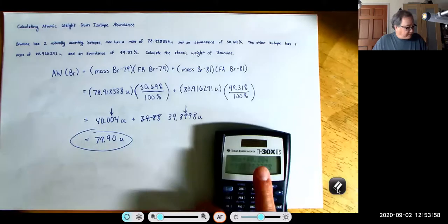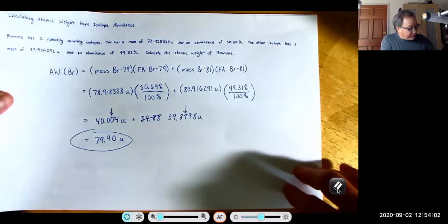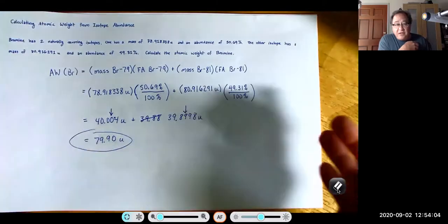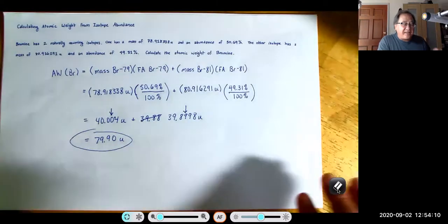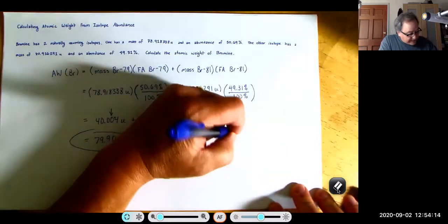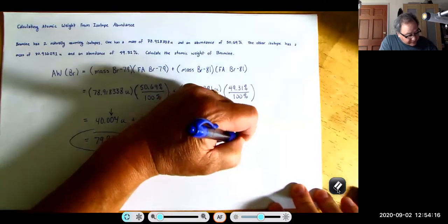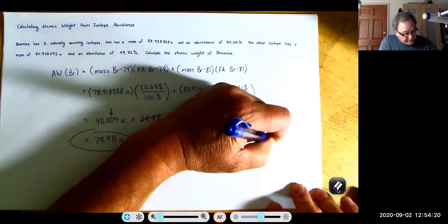So you should try this also. What I mean by that is you should read the sample problem, look at the information they give, and see if you can come to the same conclusion. If anything, this might help you do a problem like this. You might make a little list of the masses, 78.918338 u.